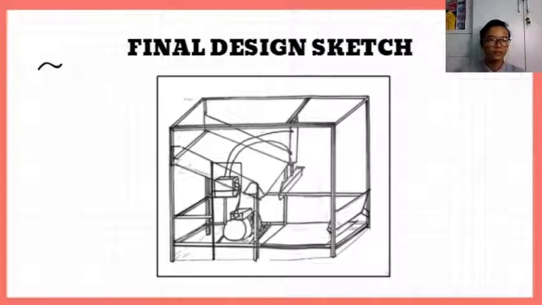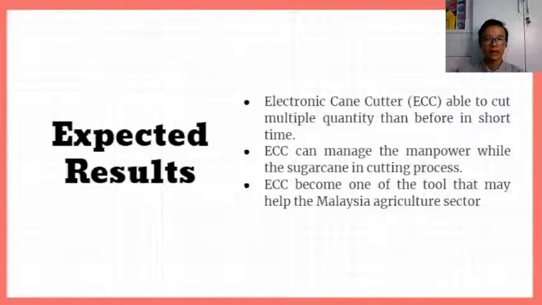Next is our expected result. We hope that the ECC is able to cut multiple quantities than before in a short time. ECC can manage the power while the sugarcane is in the cutting process, and ECC becomes one of the tools that may help the Malaysian agricultural sector.